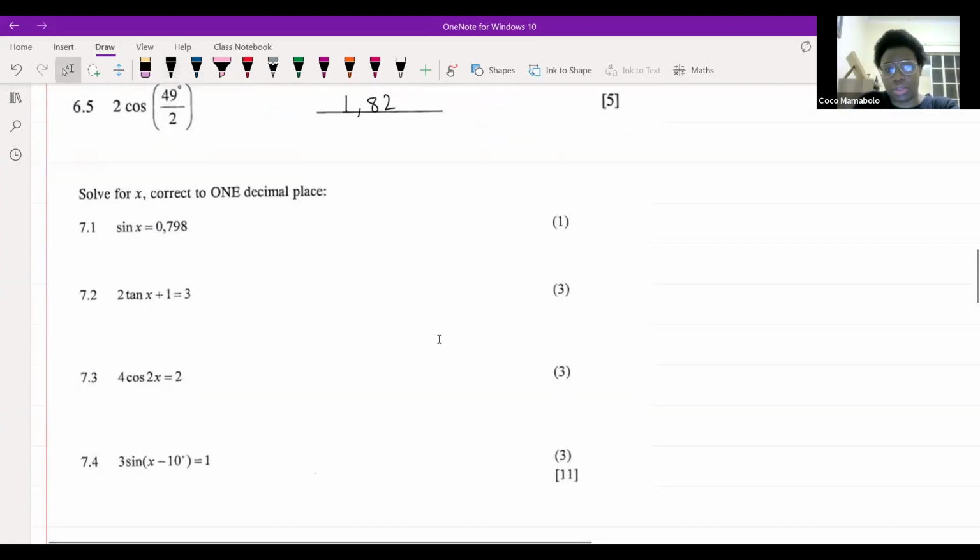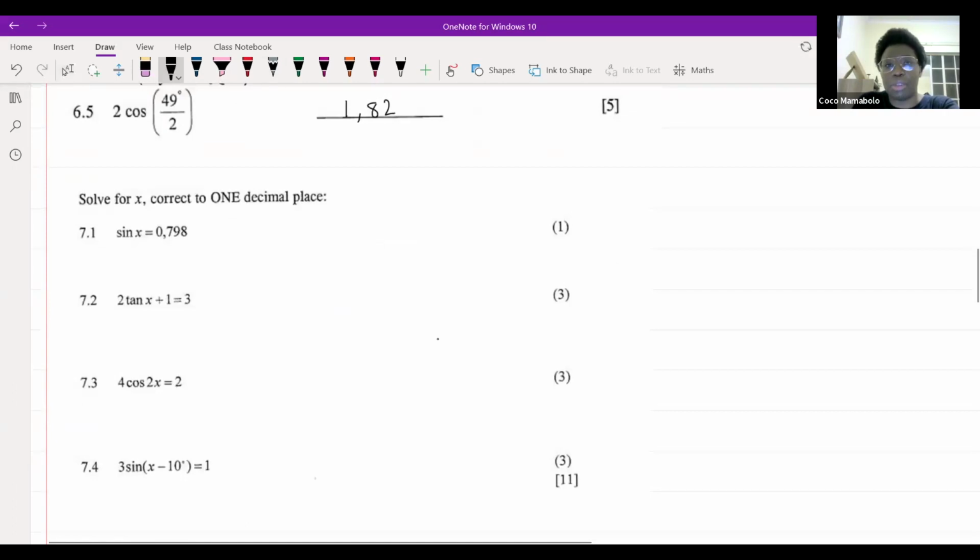Okay, let's look at this over here. Now, I want us to note something. Full marks. Well done. Nice. Okay, true. All right. So, solve for x correct to 1 decimal place.